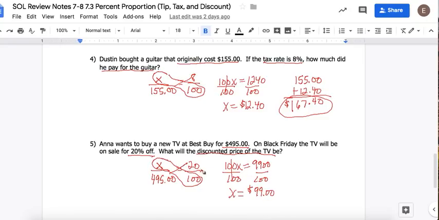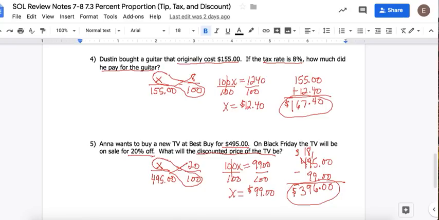Okay, but that's not my final answer. That's just my discount. So now I've got to find the discounted price by taking the cost minus the discount. So 0 minus 0 is 0. 0 minus 0 is 0. 5 minus 9, I can't do that, so borrow from the 9, make it an 8, and make this 15. 15 minus 9 is 6. 8 minus 9, I can't do that, so I borrow from the 4, make it a 3, and I make this 18. 18 minus 9 is 9. And 3 minus nothing is 3. So the discounted price is $396.